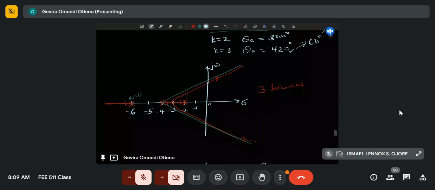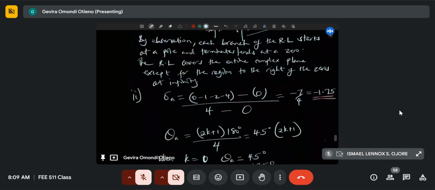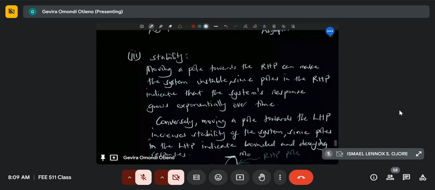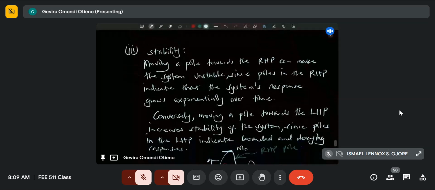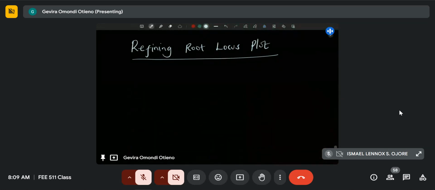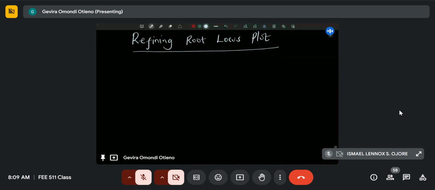The initial 5 stages, the initial 5 rules were only giving us a quick sketch, but the next stage is to find very, very important points within the root locus to make it as accurate, or to be represented as accurately as possible. Sorry for scrolling too much. Let me go back to our point.